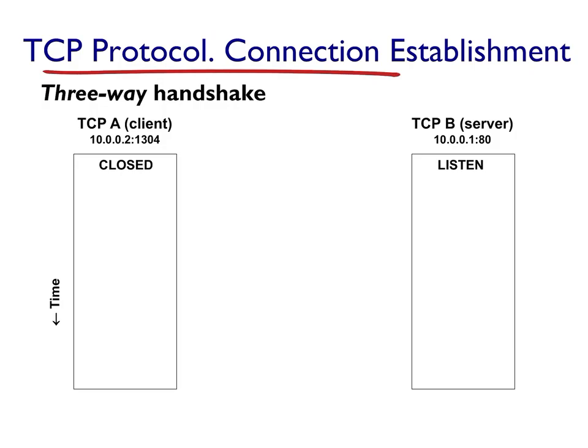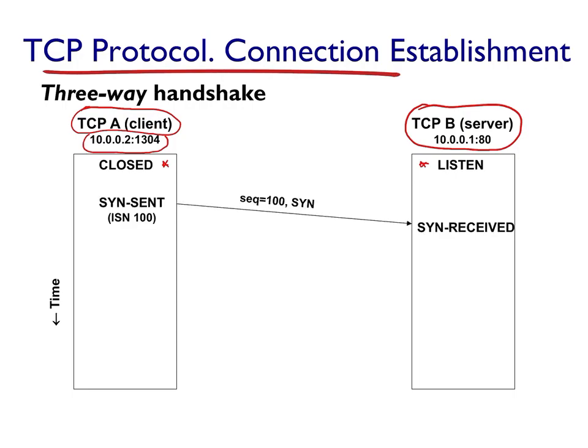Let's see again a three-way handshake. On the left we have the client, the TCP A client socket. On the right we have the server with its socket. Client closed, server listening. The client sends the first SYN. In this case, we use an initial sequence number of 100. Sequence 100, SYN flag active.